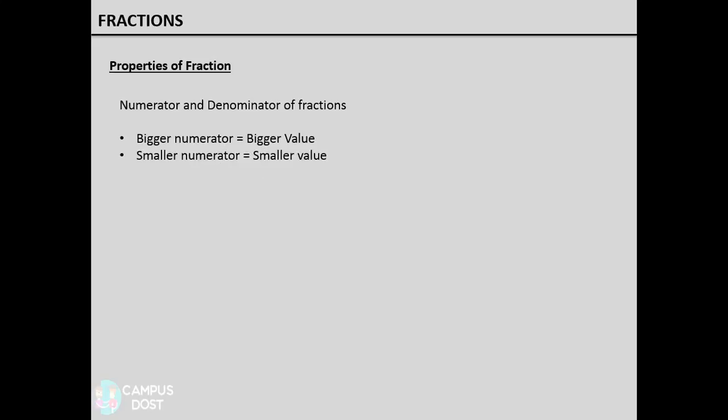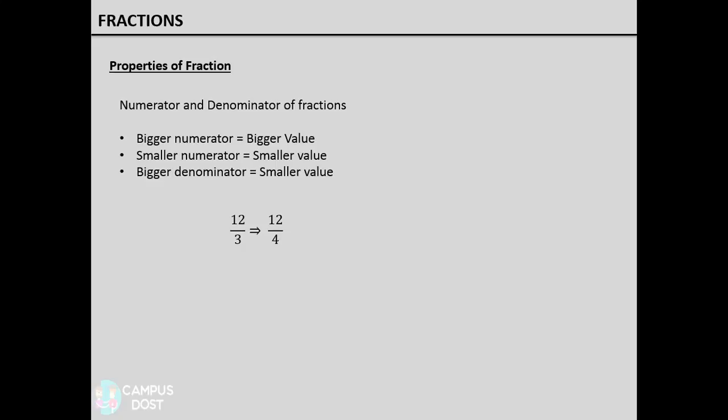Conversely, if we take the fraction and make its numerator smaller, the effect is to decrease the value of the fraction. Now, what about changing the denominator? Well, if we take a fraction and make its denominator bigger, the result is a decrease in the value of that fraction. For example, if we take the fraction 12 over 3 and increase the denominator to 4, the value of the fraction decreases. In other words, 12 over 4 is less than 12 over 3.